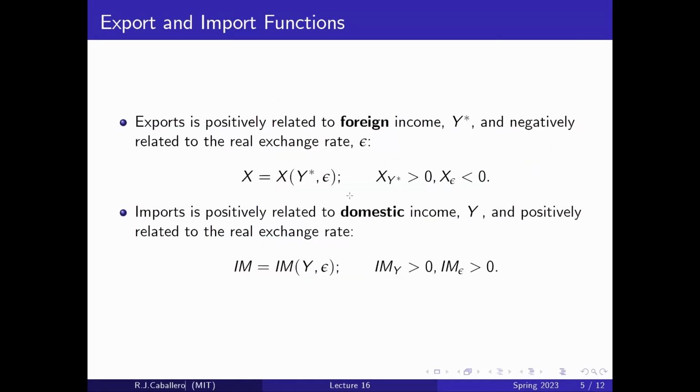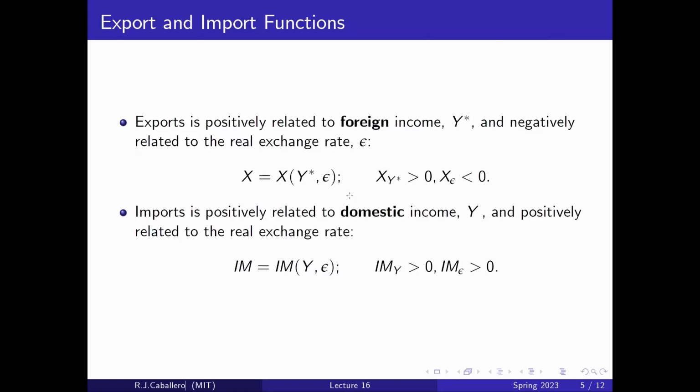So the new behavioral functions here were the export function and the import function. Exports are increasing in foreign output: more income abroad will lead to more imports by them, which means more exports for home. And it's decreasing with respect to the exchange rate. Real exchange rate and nominal exchange rate will be the same here since we have fully sticky prices. But if the real exchange rate appreciates, that means domestic goods are more expensive. It means exports are less. Foreigners are going to buy less of our goods.